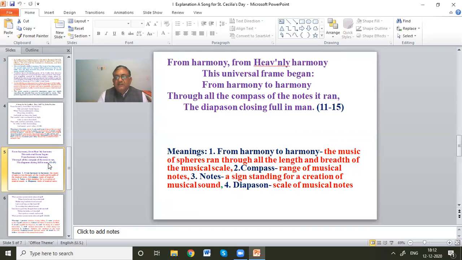"The diapason closing full in man": the scale of musical notes. When it reached its highest point, it stopped, and at that time man was created and the musical voice stopped. God stopped producing that musical tune. In other words, God created all things by the power of music, and man was created when the highest variety of music was played by God. Or in other words, man is the supreme creation of God, and he was produced by the power of music.